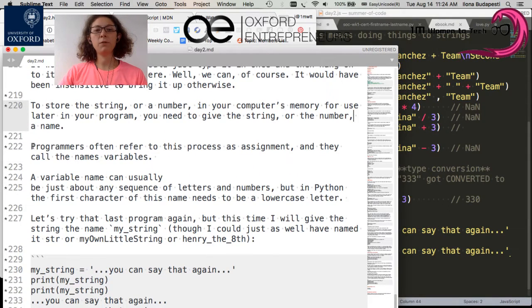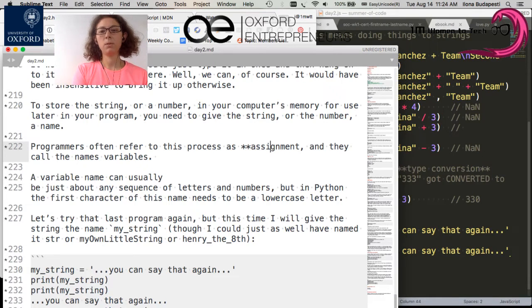Programmers often refer to this process as assignment. Let's make this bold. You make something bold in Markdown by putting double stars around it. And they call the names variables.